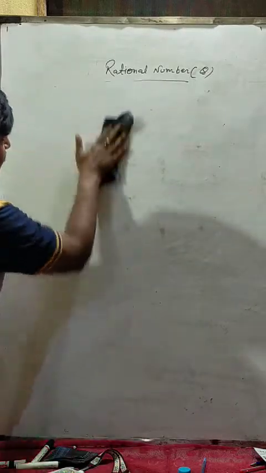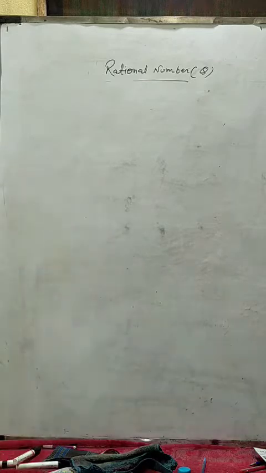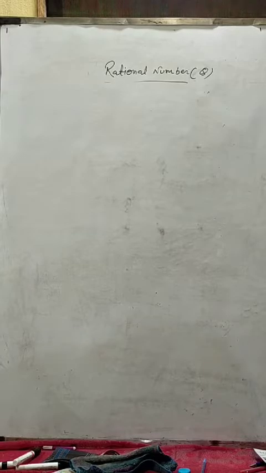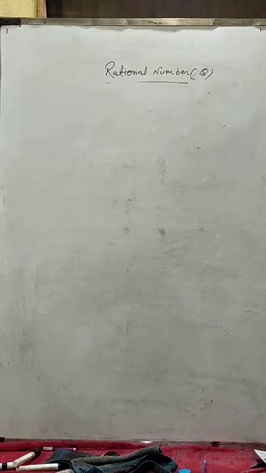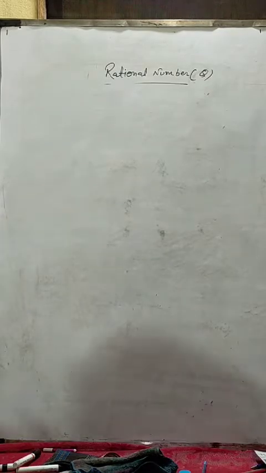Suppose a question is there in your exercise. That is question number 6. Separate positive and negative rational numbers from the following. Suppose minus 3 by 5.